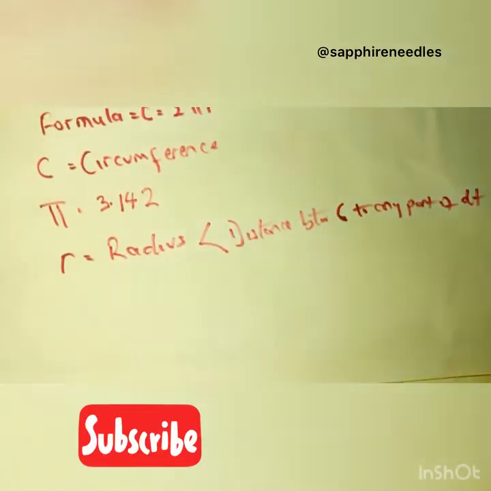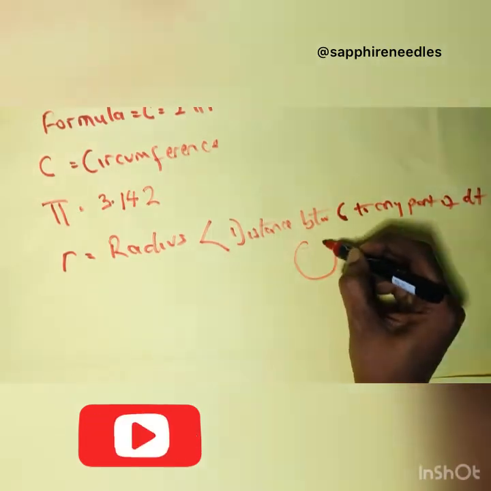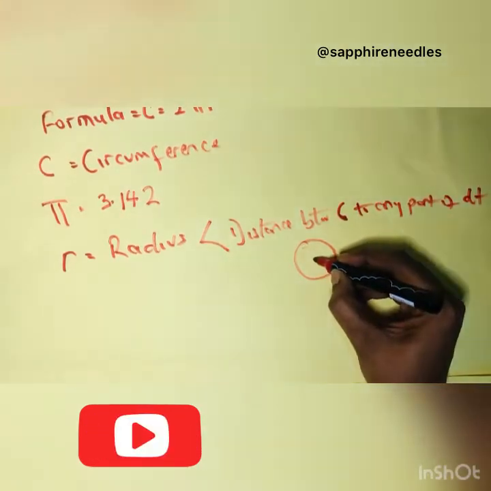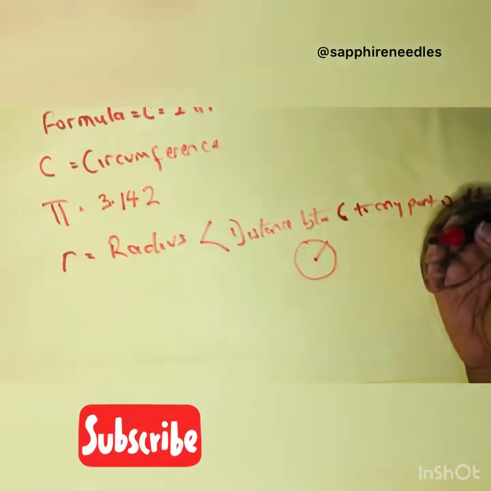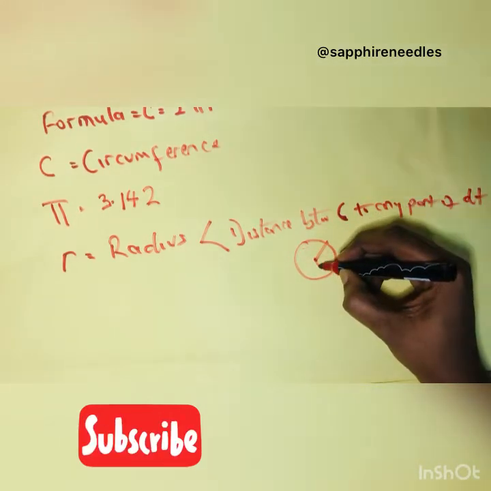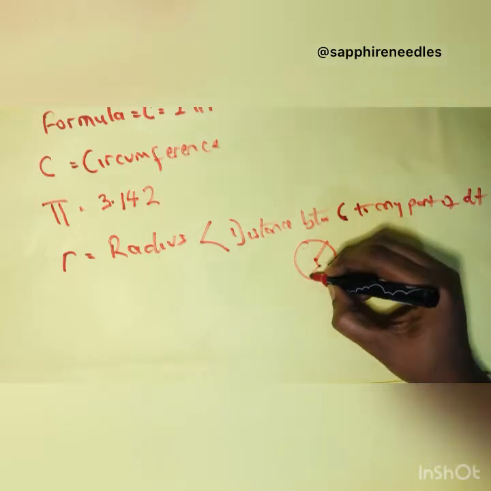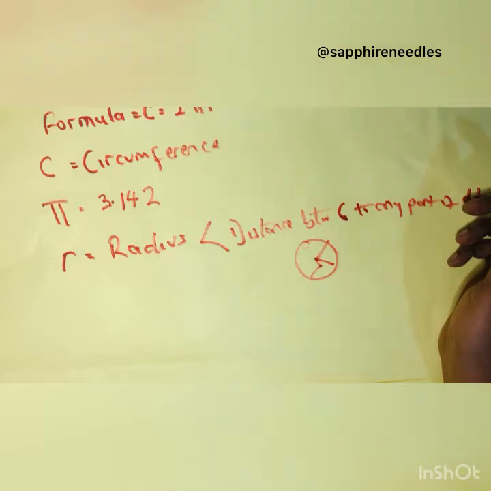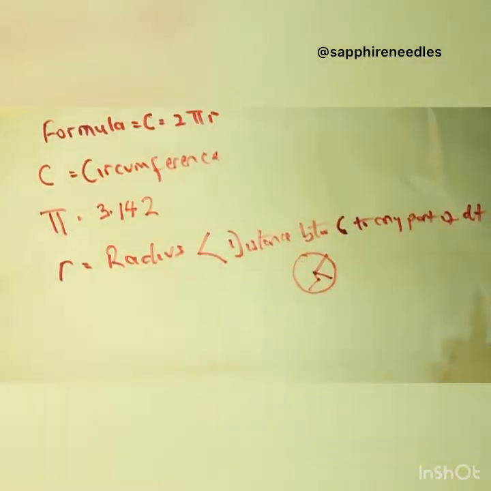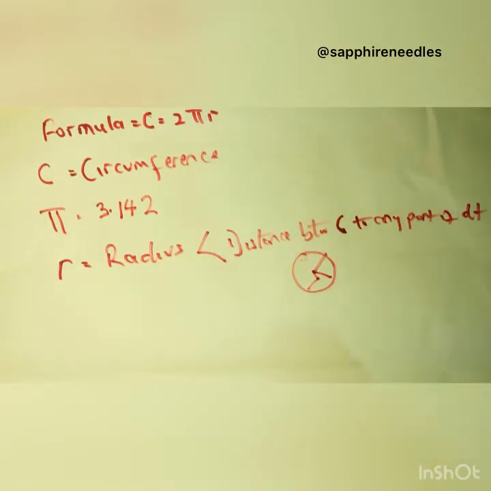So let's say this is your circle, this is the center. Now from this point to this point is your radius. So I could do this to this point, from this point to this point is my radius. Now that we've established that, let's work on the calculation.